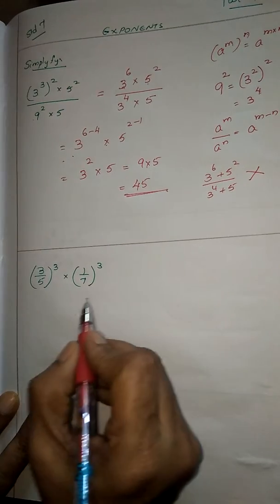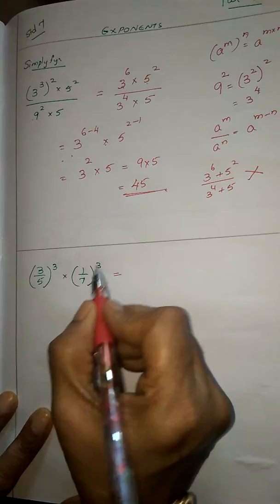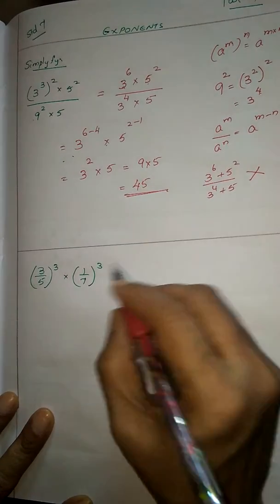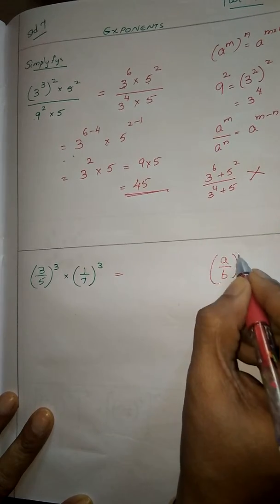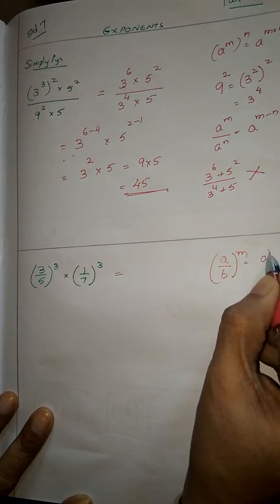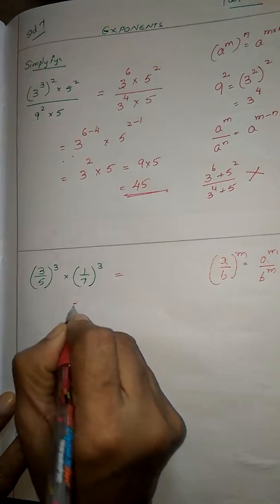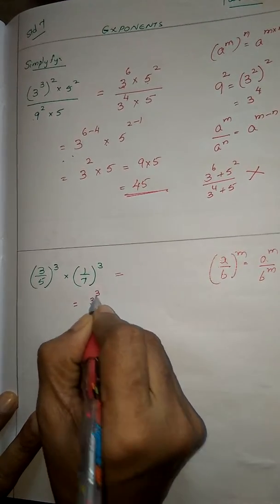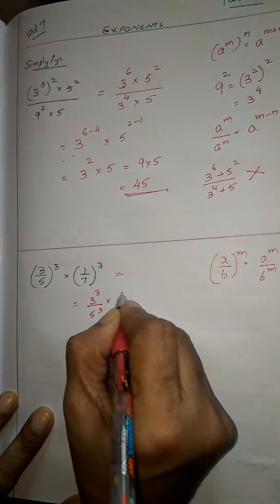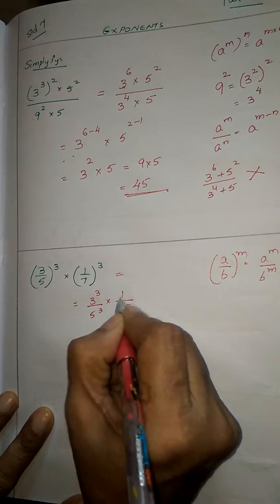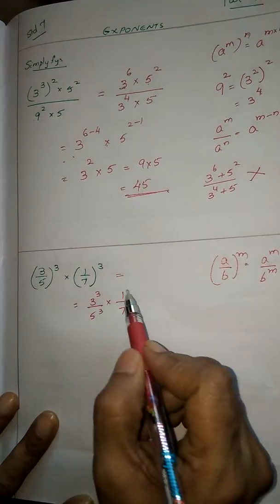Now here we will use (a by b) whole to the power of m is equal to a to the power of m by b to the power of m. So we can write this as 3 cube by 5 cube into 1 by 7 cube. 1 cube is 1. So we don't have anything common here.